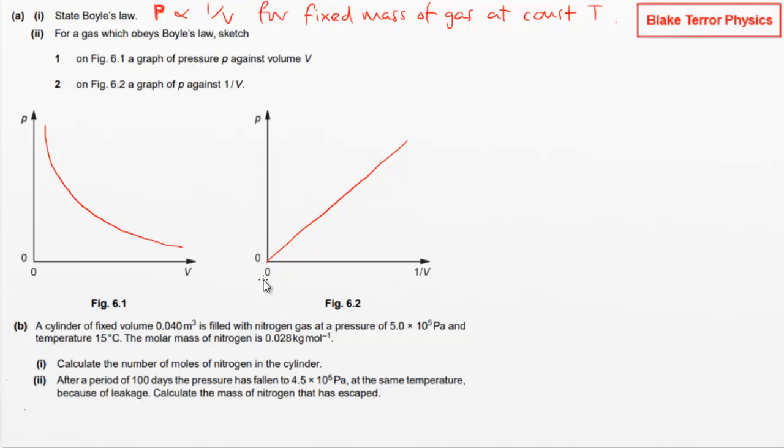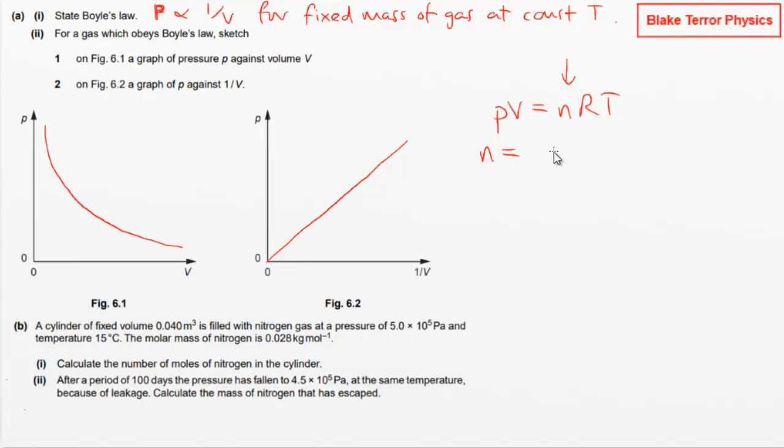So that's fine. A cylinder of fixed volume is filled with nitrogen gas at a pressure of 5 times 10 to the 5 pascals, temperature 15 degrees C. There's the molar mass of nitrogen. Calculate the number of moles of nitrogen in the cylinder. So we're going for our PV equals nRT. That's the one that we want because the little n is the number of moles.